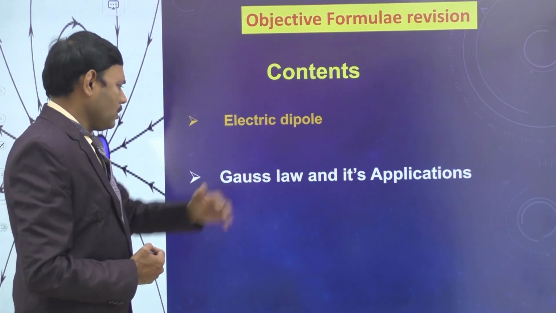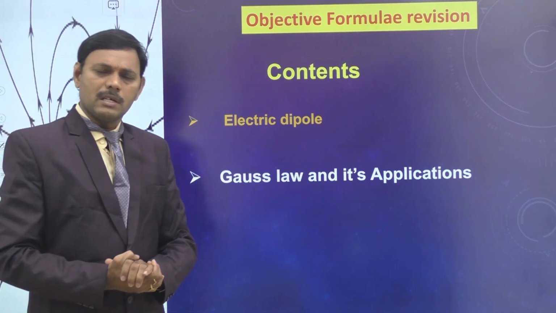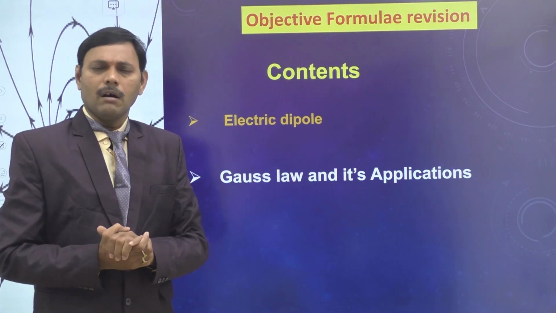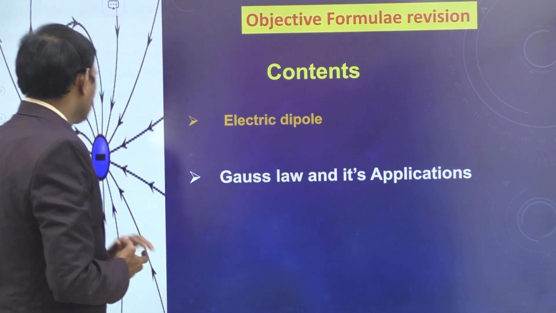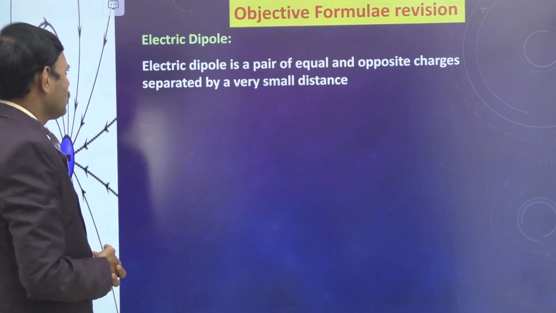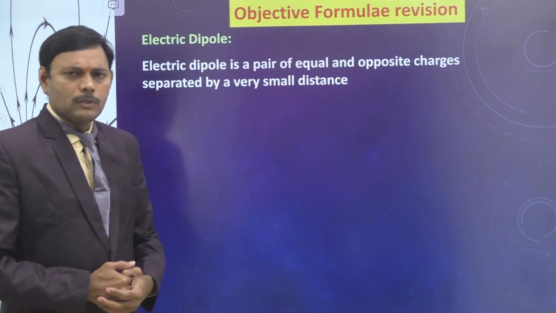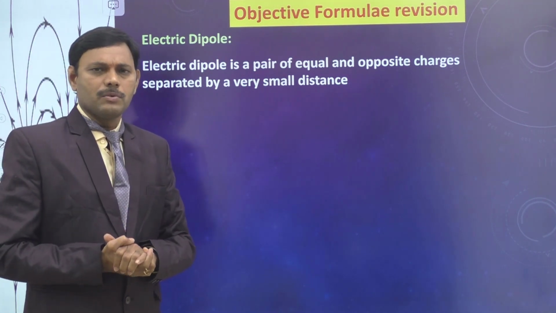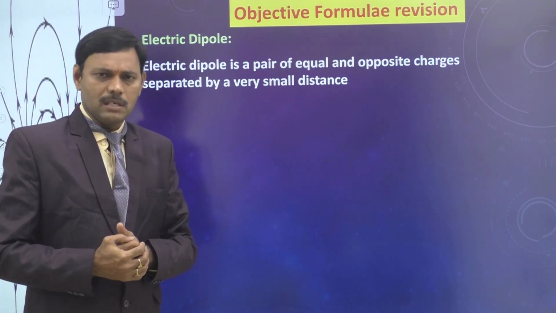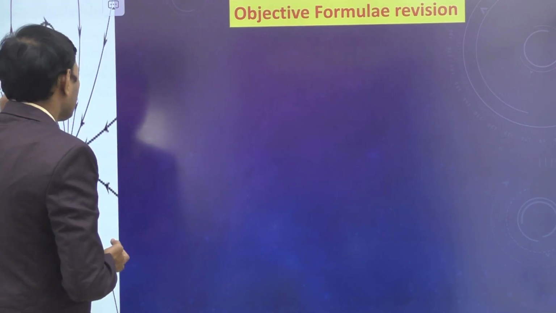So electric dipole and Gauss law and its applications. In these two topics of charge and field, I revise all the equations. So let us start. First of all, what is meant by electric dipole? Two charges equal in magnitude and opposite in sign, kept at some distance of separation, constitute a dipole.